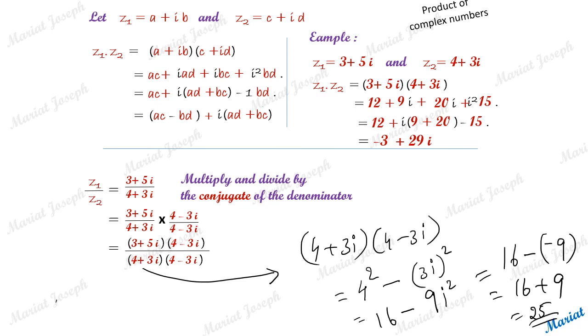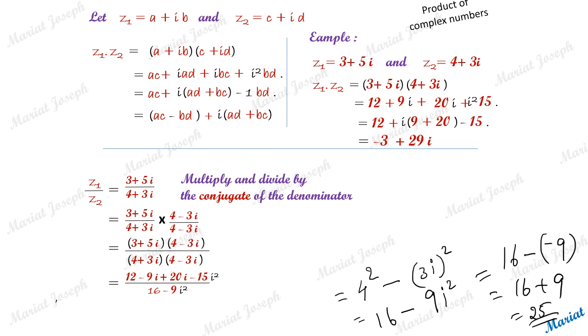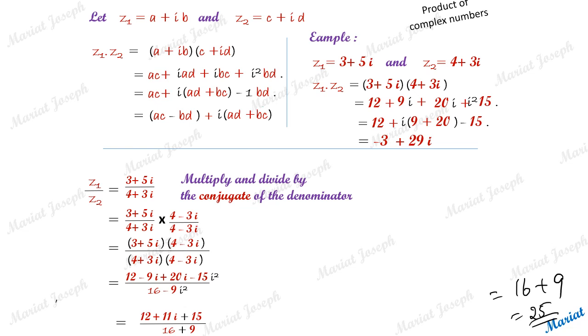So at the same time you need to multiply the numerator factors also. So the steps are coming. 16 - 9i², applying the a² - b² identity. Then i² is -1, so it is -9. Minus minus 9 makes it plus 9. So 25 in the denominator.